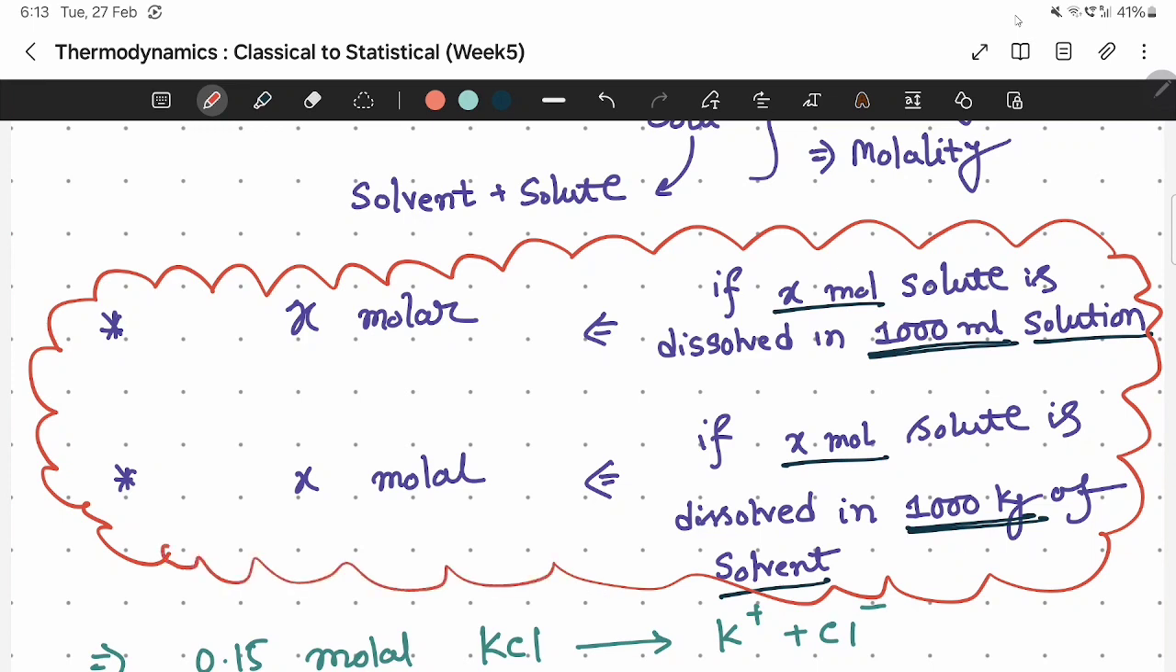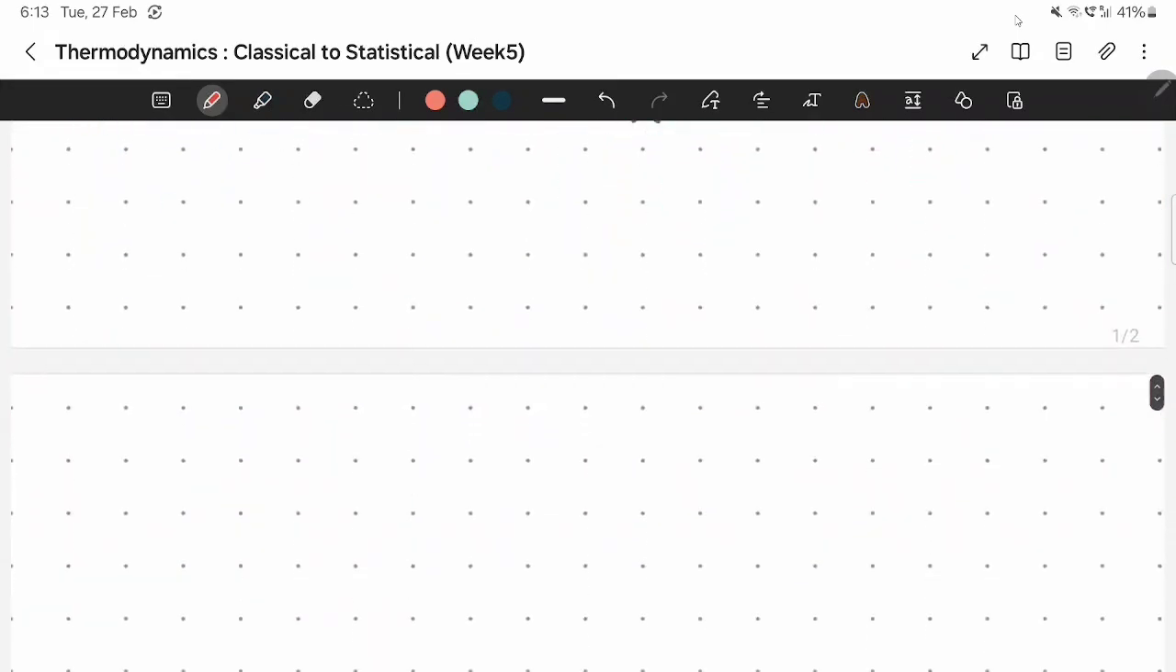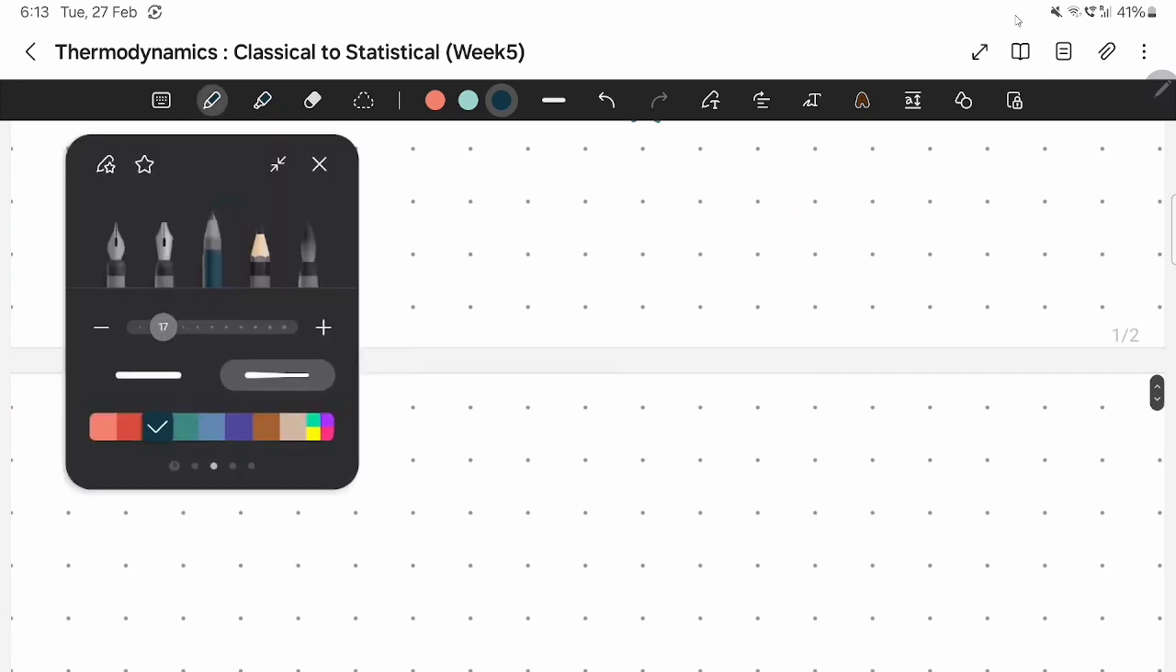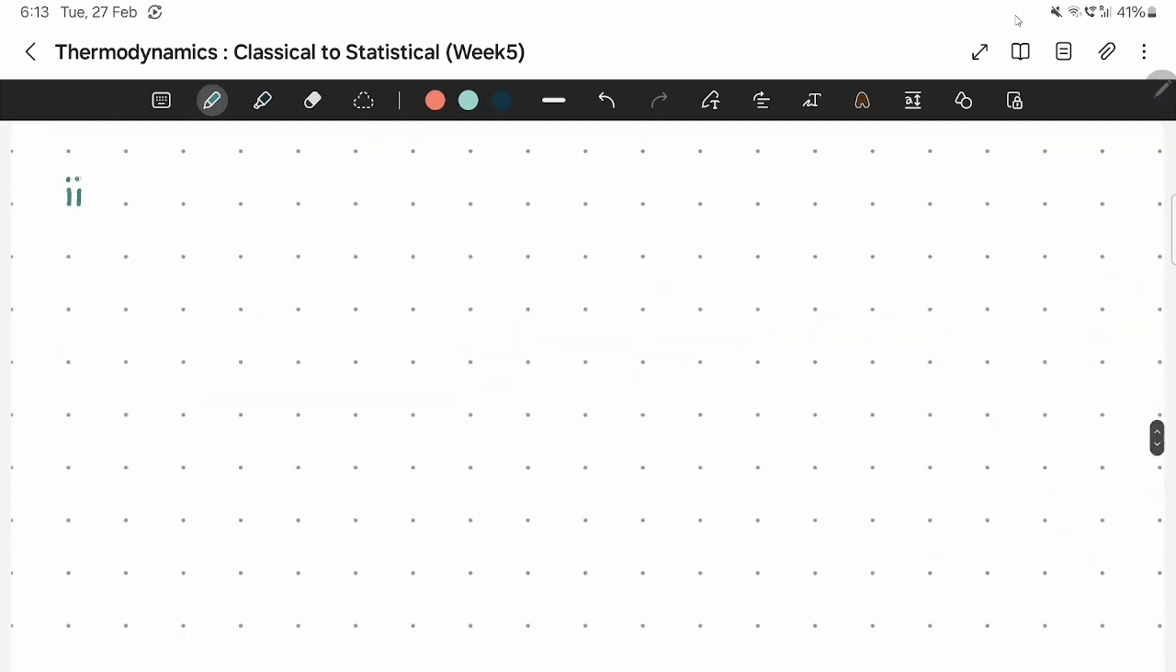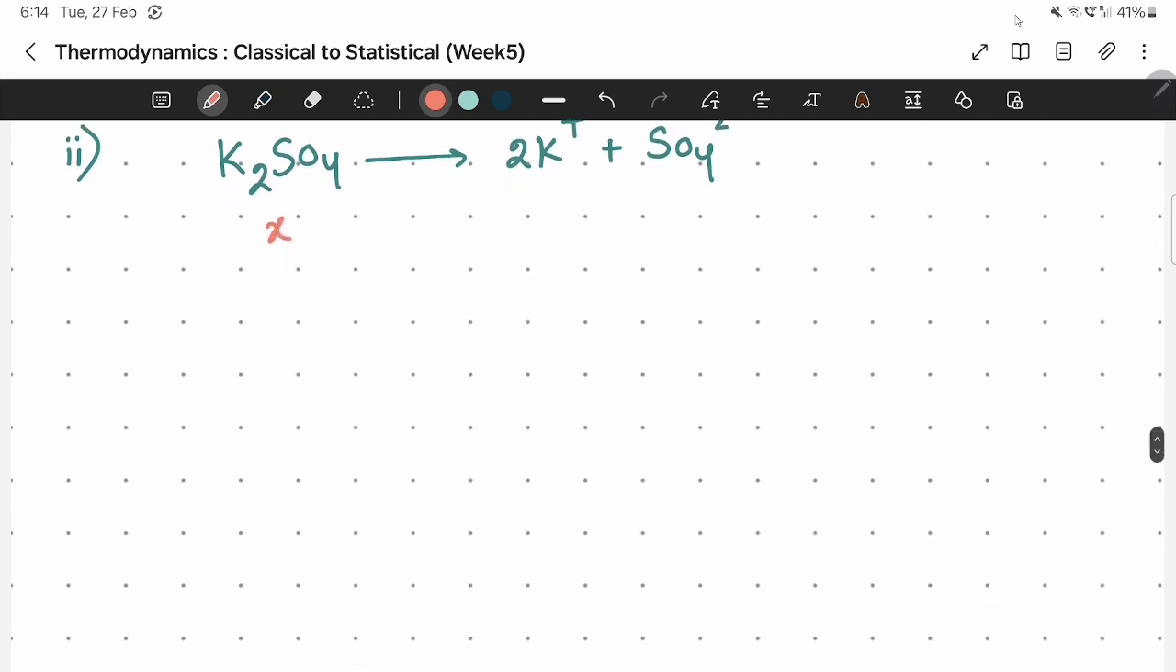Okay. Now, what is the second question? We also have to solve it similarly. The second question is the 0.25 molar K2SO4. K2SO4 essentially dissolves into 2K plus and SO4 2 minus. Two ions are there. So if the concentration of K2SO4 is X, then obviously the concentration of K plus will be 2X and SO4 will be X.